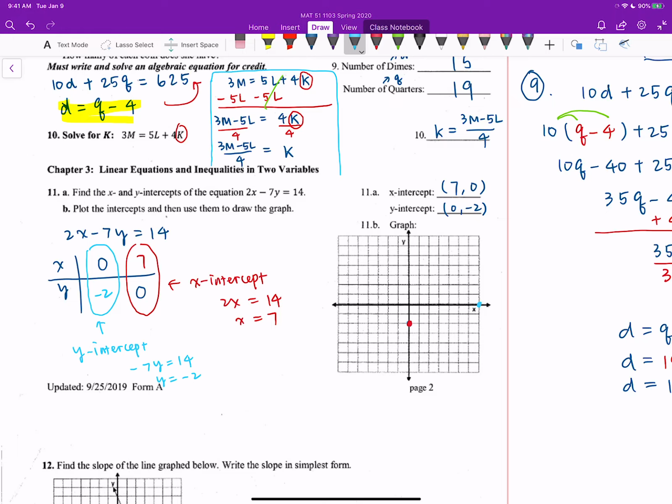Actually, our y-intercept is blue, right? So actually, y-intercept is blue, and then the x-intercept is red. Alright, so now this matches with the color that we used earlier. To graph, we simply connect them. And then extend a little bit. So this will be our line. And that's number 11.